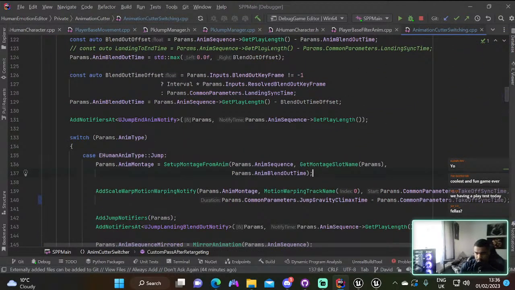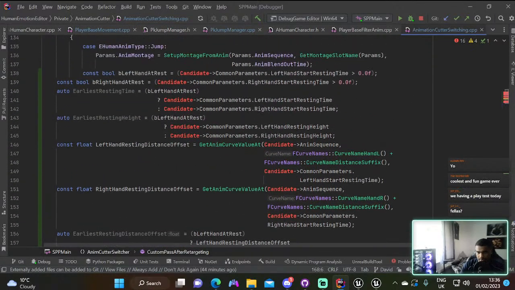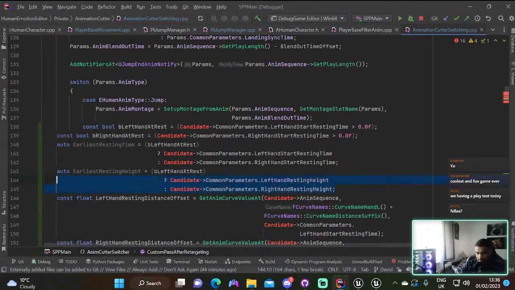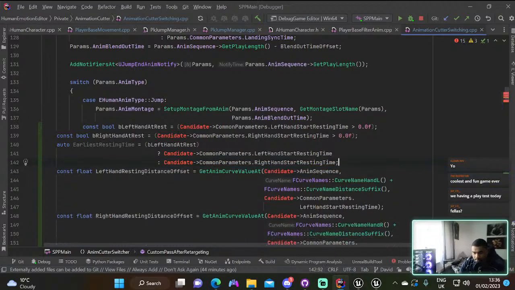I mean the other things, like for the jumps, we don't want to do that for the running jumps. So there is some extra setting there.